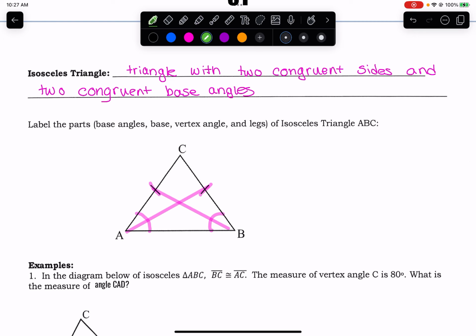So right here, we have a base angle, and the entire segment that they live on is our base. The 2 sides that are congruent are the legs, and the angle at the top is the vertex. The angle in between the legs is the vertex.